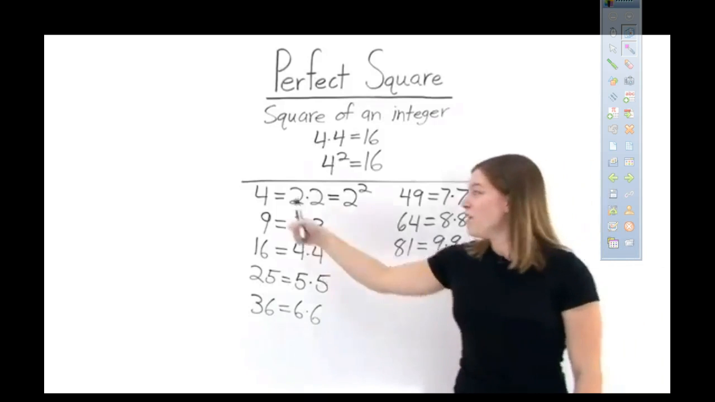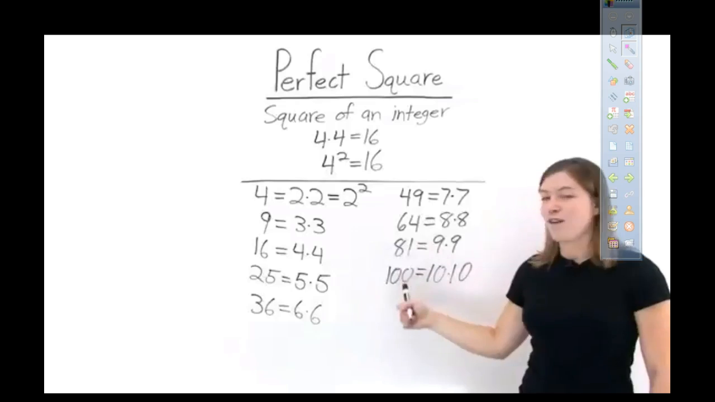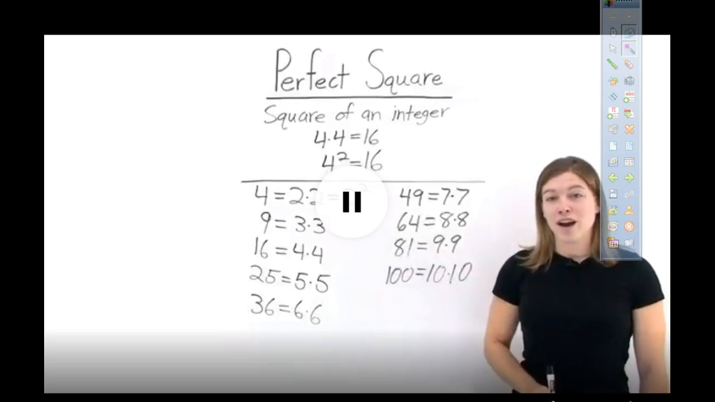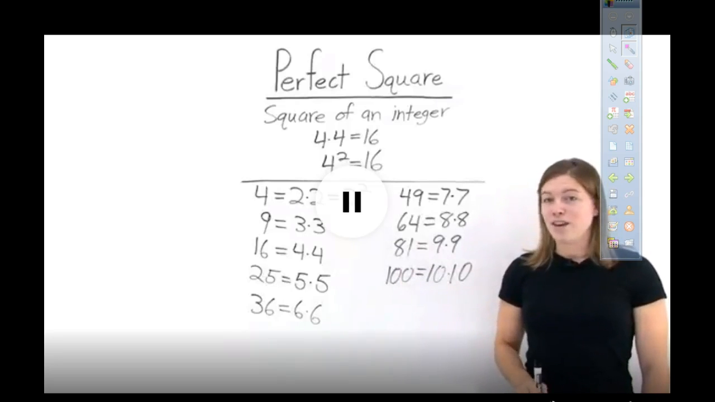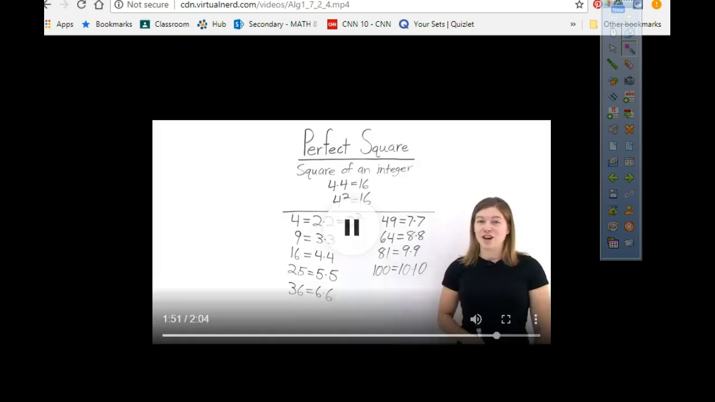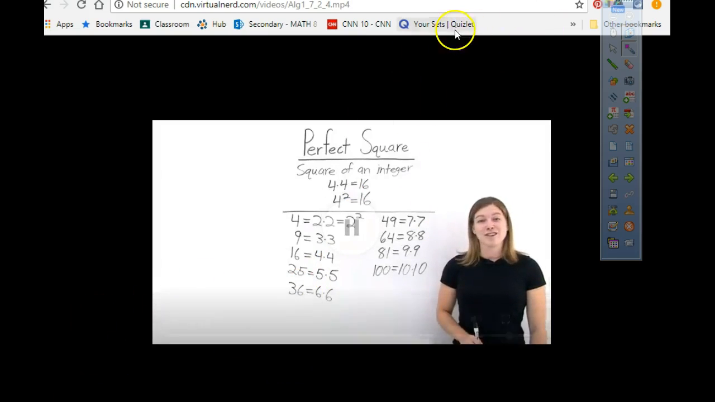Each one of these numbers on the left-hand side of our equal sign is a perfect square because it can be broken down into the square of an integer. So remember, if you have the square of an integer, that resulting number is called a perfect square.